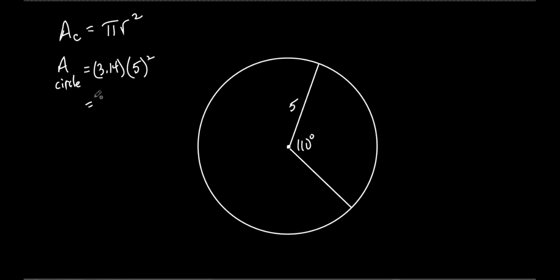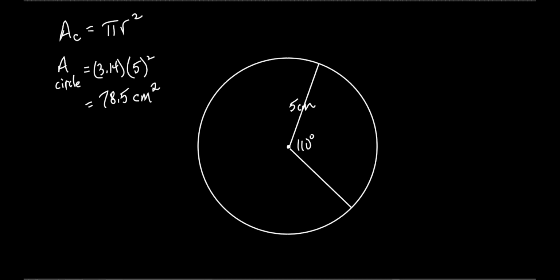So 3.14 times 25 is 78.5. Everybody got it? What if it was in centimeters? Let's say it's in centimeters. So it's centimeters what? Square. All right. So that was easy, right? We did that yesterday. No big deal.